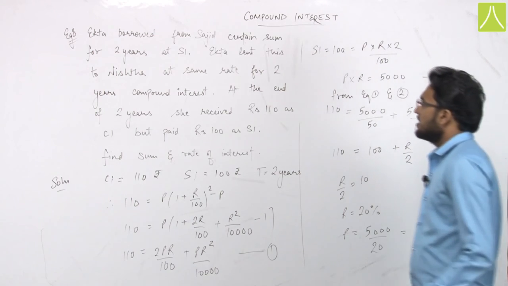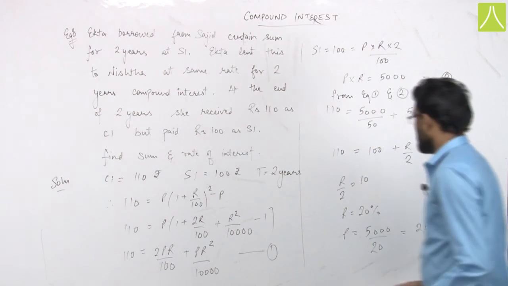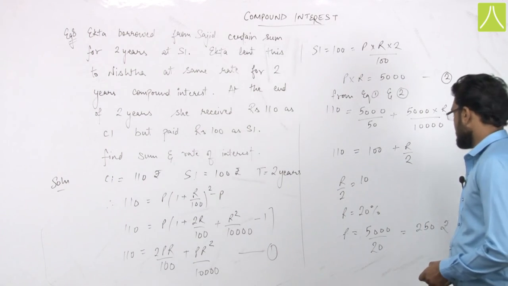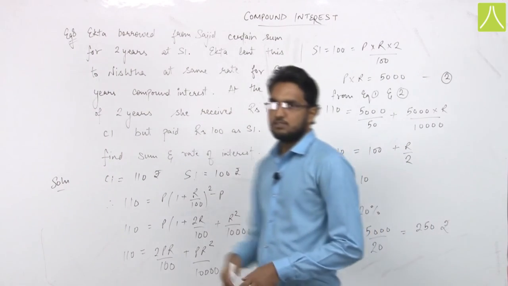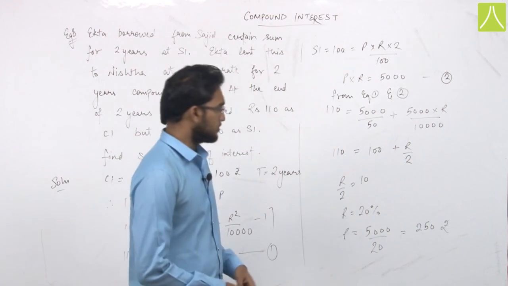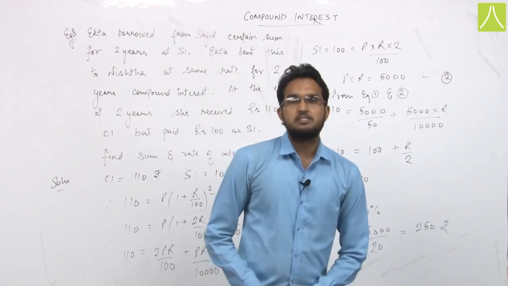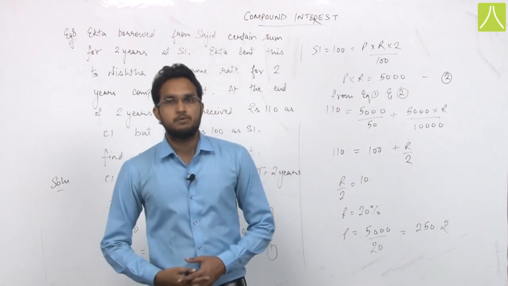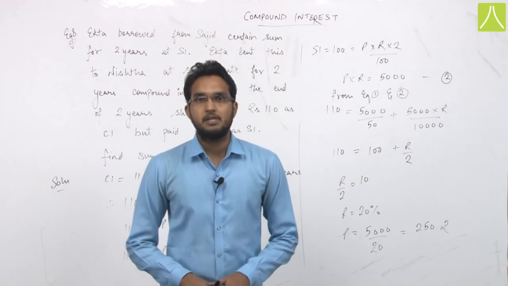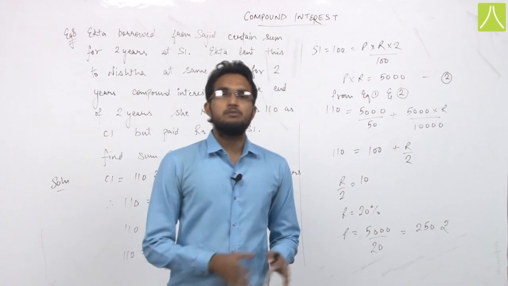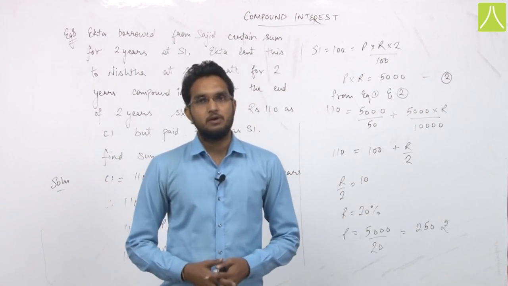So basically the rate of interest is 20% and the principal amount which is borrowed is 250 rupees. So in this lecture, we have covered various types of questions and problems related to simple interest and compound interest, and also when the time is calculated as half yearly or quarterly.